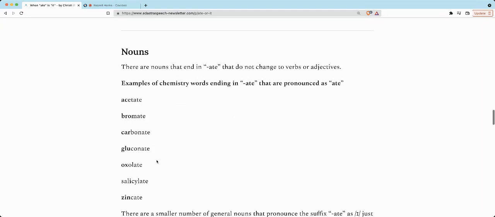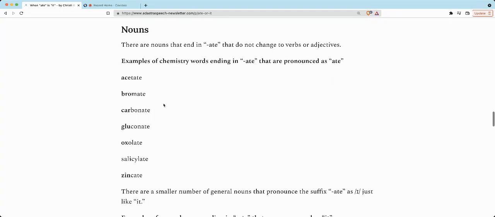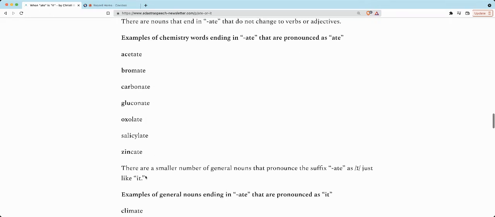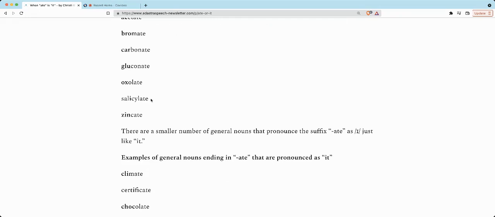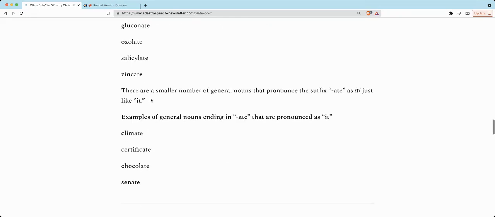And there's a lot of nouns that end in ate that don't change. And most of these are chemistry words. And I should have looked more of them up to have better pronunciation. Acetate, bromate, carbonate, gluconate, oxalate, salicylate, zincate. I don't know about the rest of the word, but I think I got the ate part right.